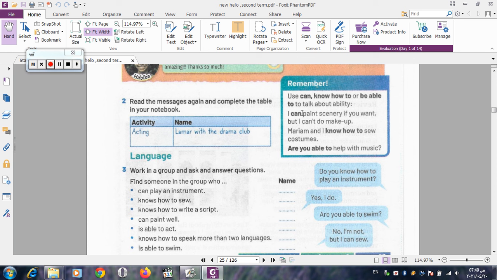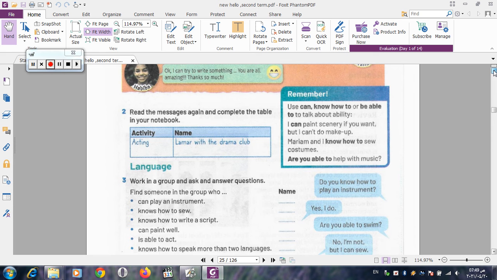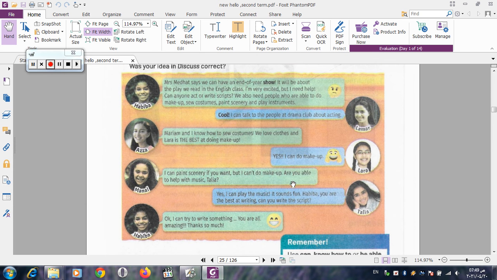The negative is, for example, I can't write Japanese. I don't know how to write Japanese. I'm not able to write Japanese, and so on. So when I ask you a question, can you run? Or do you know how to run? Or are you able to run? This is the question form. So here you can play this game. Activity, for example, acting, Lamar with the drama club. You will look at the page, this part I mean, to know who can do something or who can't.